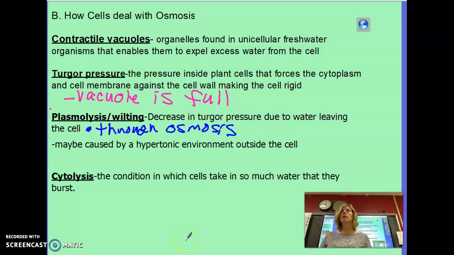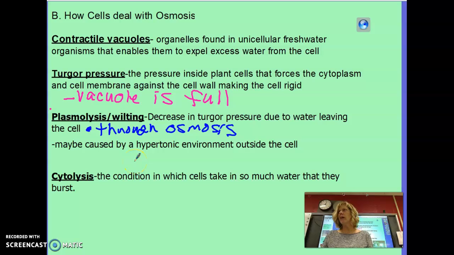So think of what happens with plants if the vacuole is not full of water. What do you think the plant would look like? What signs might we see that the vacuole is not full in the plant cell? Well, we would see something called plasmolysis, which we commonly call wilting. So the plant will begin to wilt. That turgor pressure that is very high when the vacuole is full pushes that cell membrane against the cell wall and keeps those plant cells rigid. Okay, but when that's not full, then we have that plasmolysis or wilting.